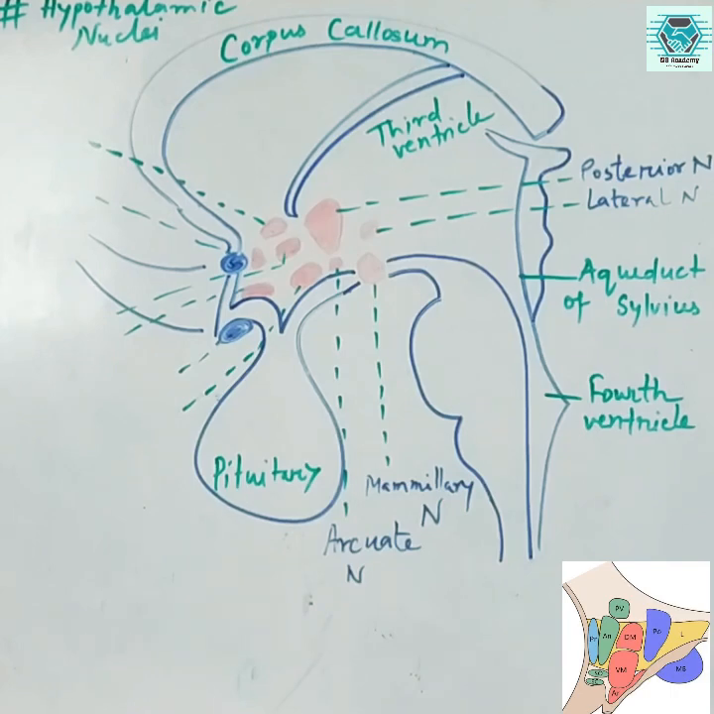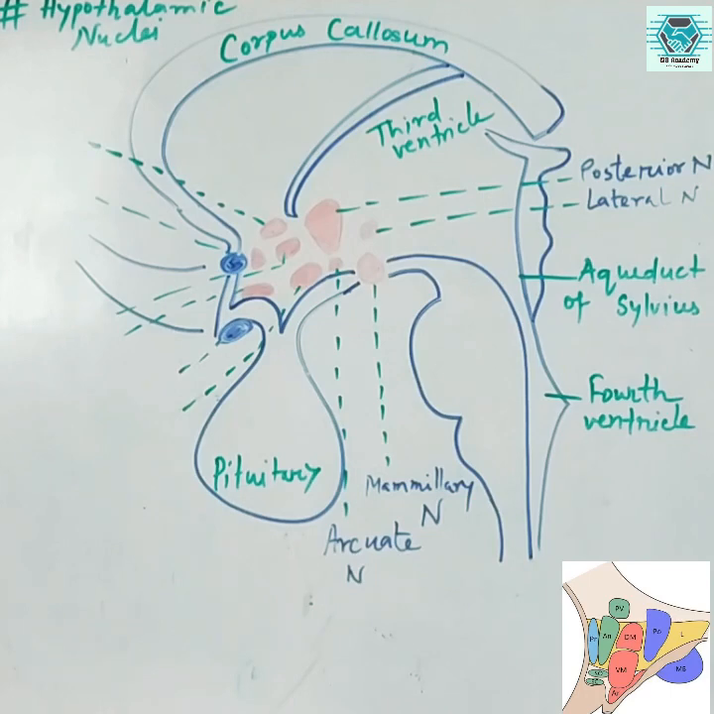The hypothalamus is the key region for maintenance of homeostasis, and this is a very important part of the CNS. Now, one by one, we can see the nuclei present in the hypothalamus.